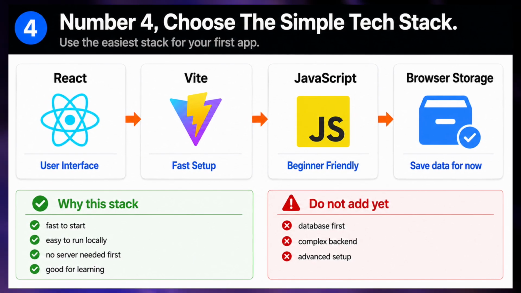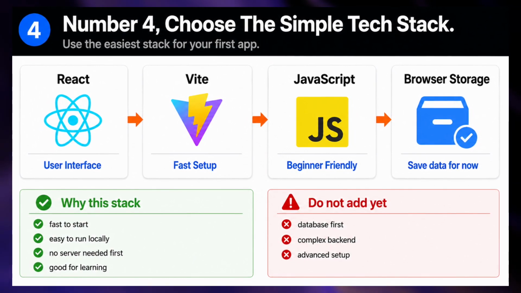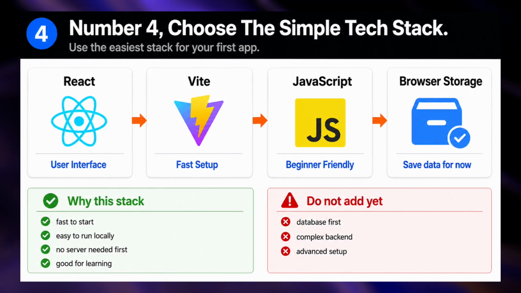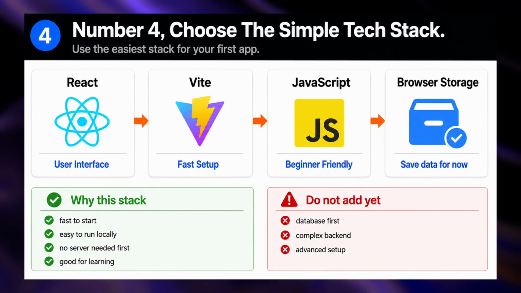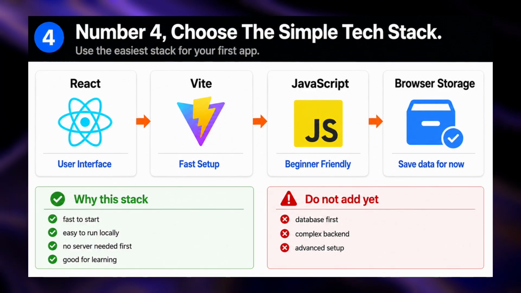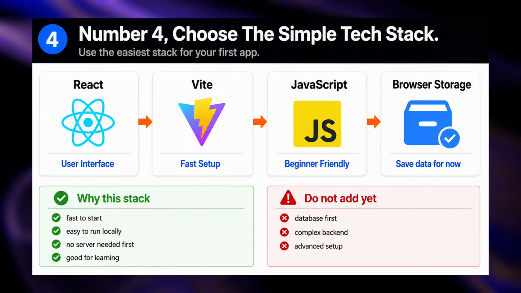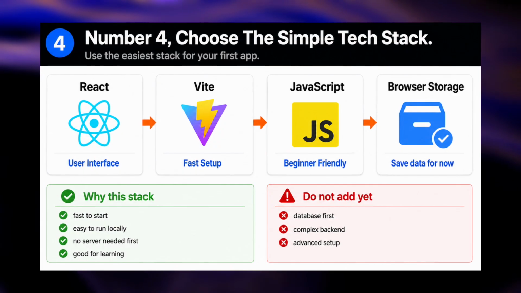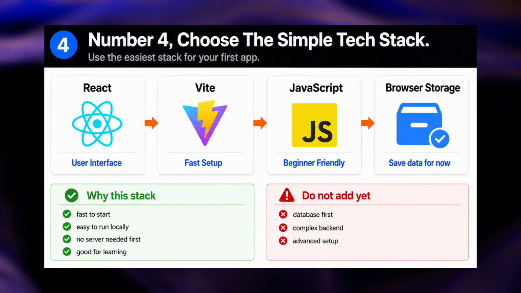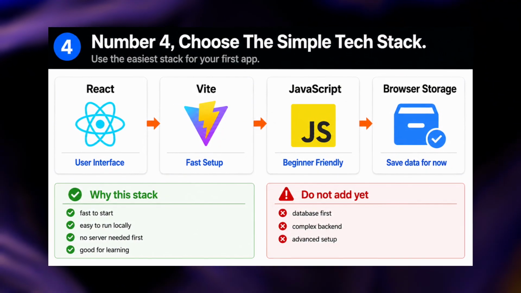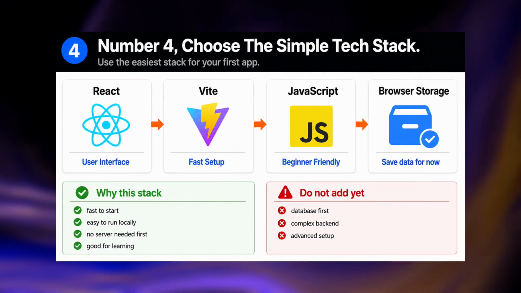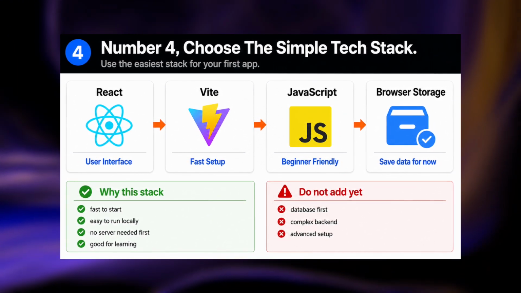Number 4. Choose the simple tech stack. For your first app, choose a stack that is easy to run locally. A React app created with Vite is a good beginner choice because it starts quickly and does not require a server just to see something on the screen. Use JavaScript first if you are still learning. TypeScript is powerful, but it adds extra rules that can distract beginners. For storage, begin with browser storage instead of a database. A real database can come later after the app works.